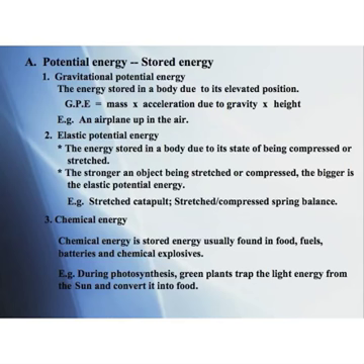Potential energy can be divided into four forms. The gravitational potential energy is the energy stored in a body due to its elevated position. It is defined as the mass times the acceleration due to gravity times the height. The elastic potential energy is the energy stored in a body due to its state of being compressed or stretched. The stronger an object is being stretched or compressed, the bigger the elastic potential energy.